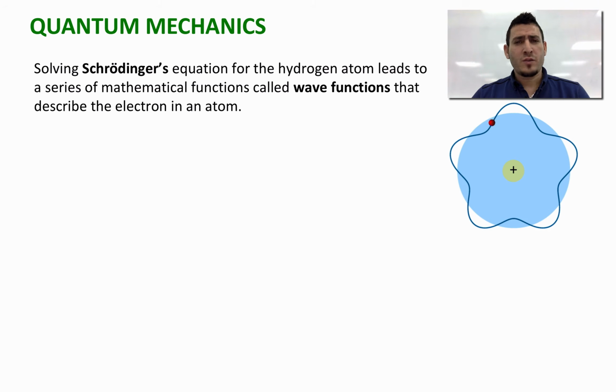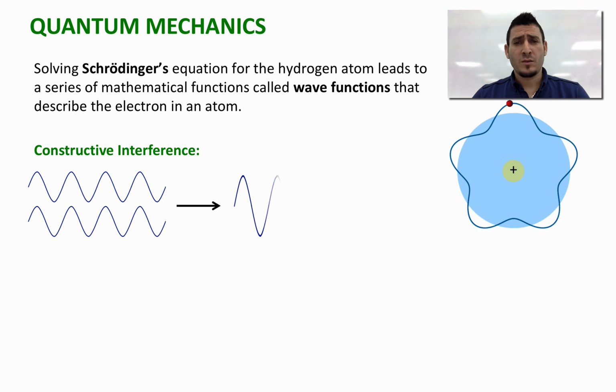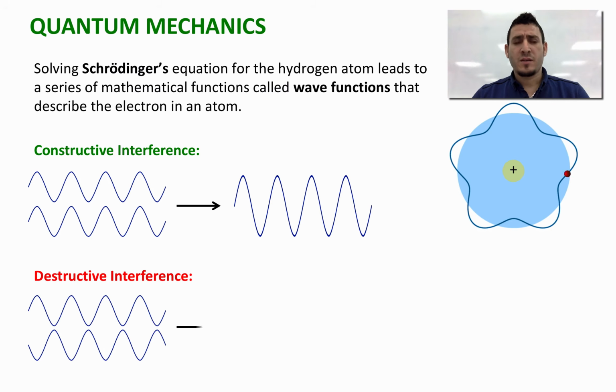Now, if two waves meet in parallel or in phase, we call this constructive interference, and the result will be a bigger wave. However, if two waves meet out of phase or antiparallel, we call this destructive interference, and they will cancel each other. Now, why is this important for today's topic?